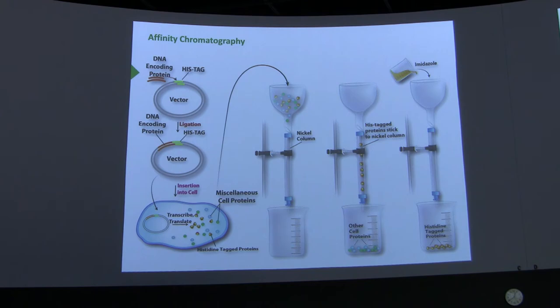So the one step refers simply to passing it through the column. That's correct. The other steps to make it are obviously more involved. But once I've got that, I can purify that protein in one step.